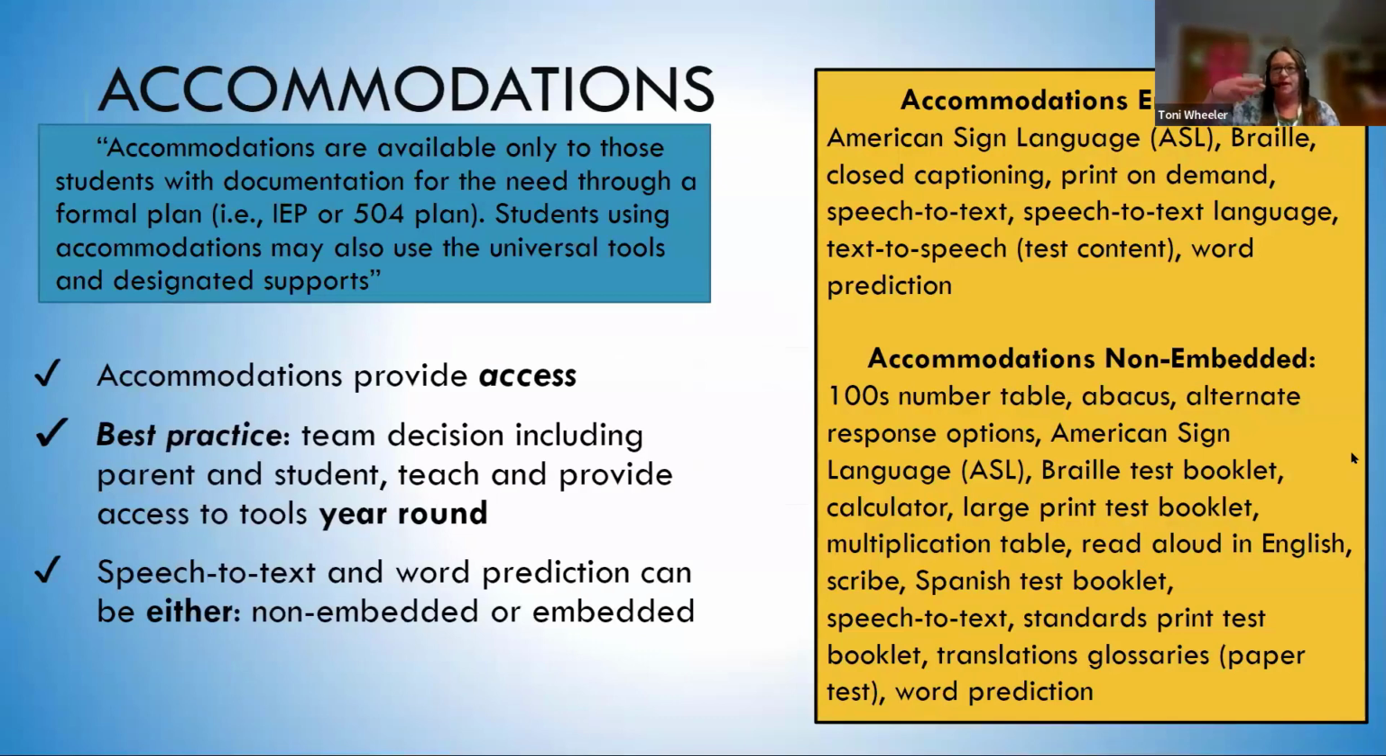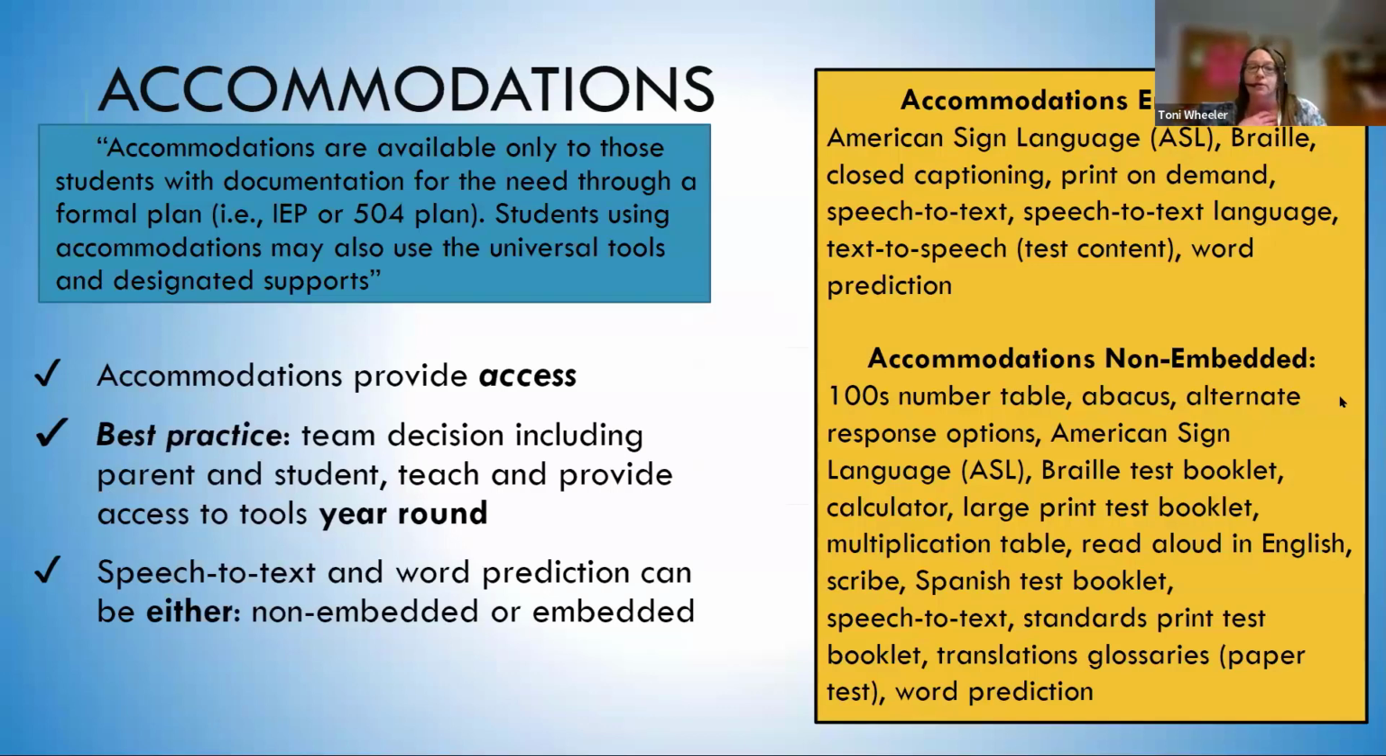So accommodations was that third tier. Again, we have some embedded supports and then some things that are non-embedded. Someone's got to bring it to the test session. Accommodations is really that level that is reserved for students who have an IEP or a 504, and those accommodations have been pre-identified by the IEP team or the 504 team. Again, this is not something that should ever be a day of testing decision.